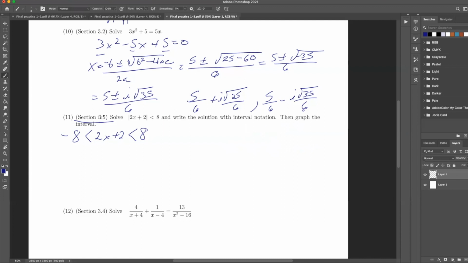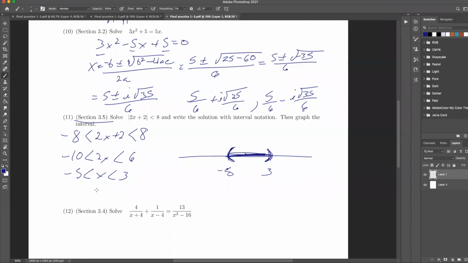Remember all this is from section 3.5. So here I'm just going to subtract 2 everywhere. So I get negative 10 less than 2x less than 6, divided by the 2. So I get negative 5 less than x less than 3. And then when I graph it, I'm just going to find the negative 5. I'm going to find the 3. Put a little parenthesis right here. Put a little parenthesis right here. And it's everything in between. Okay.